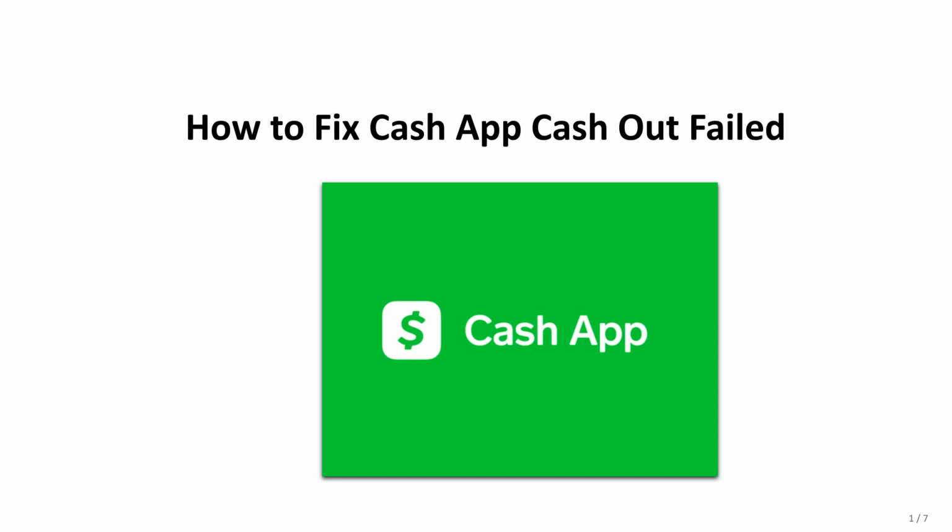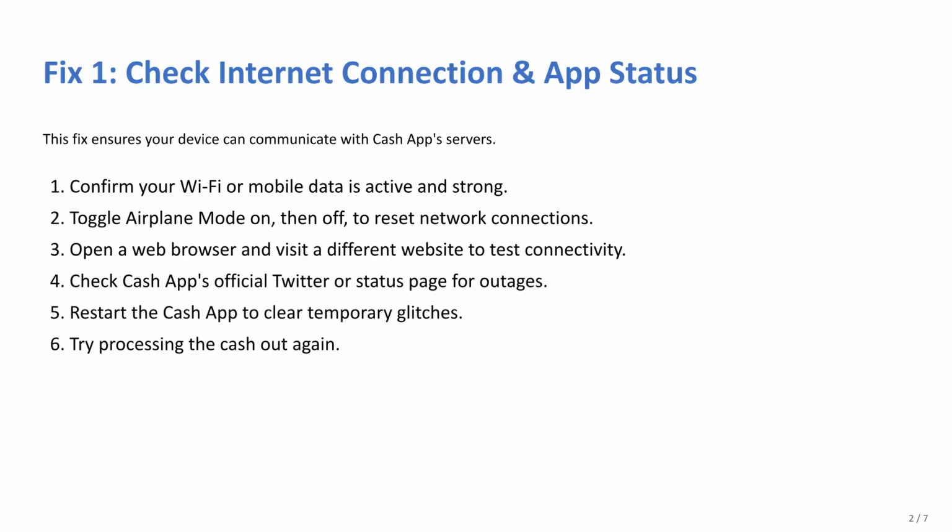If you are experiencing issues with Cash App cashouts, this video will guide you through some troubleshooting steps to help resolve the problem. First, check your internet connection. Ensure your Wi-Fi or mobile data is strong. Toggle airplane mode on and off to reset, and verify you can access other websites. Also, check the Cash App status page for any service outages, and try restarting the app.